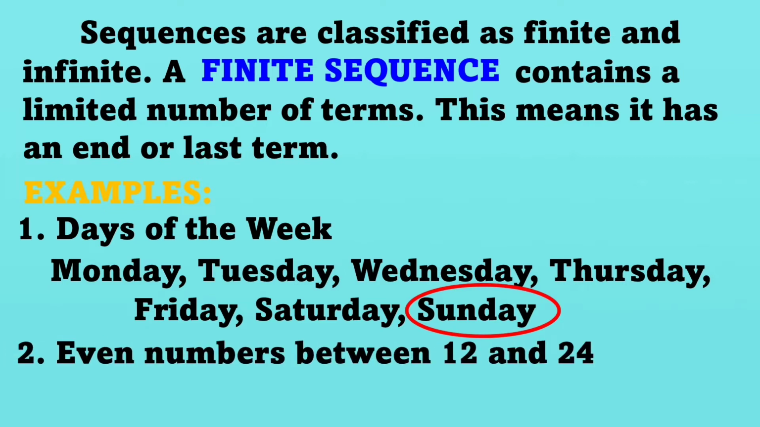Another example is even numbers between 12 and 24. When we say even numbers, these are numbers that when you divide by 2, the remainder is 0. So what are these numbers? We have 14, 16, 18, 20, and 22. But we don't include 12 and 24 because we are only talking of even numbers between them. And the last term here is 22.